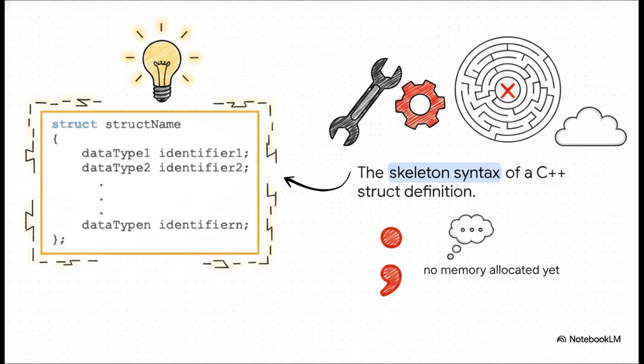If you forget that semicolon after the closing brace, your compiler is going to throw errors that seem to make no sense at all. And remember, at this stage, this is literally just a blueprint. No actual memory has been allocated yet.